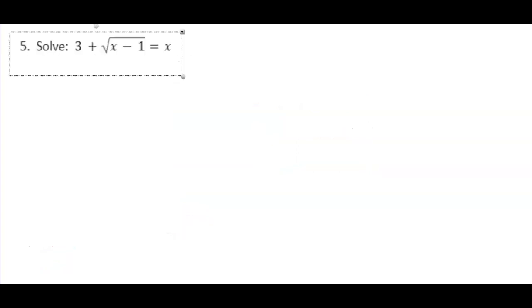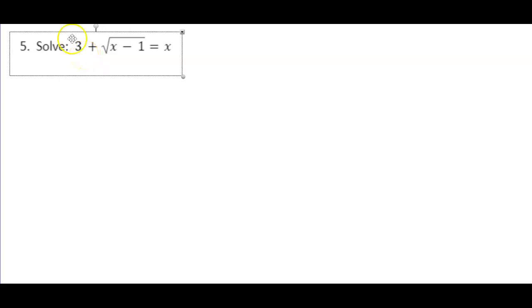Now we're moving to solving. In this case we're solving a radical equation. One thing we need to remember when we solve is that we check our solutions to make sure they work. Square root functions are one of the functions where you could have extraneous solutions.